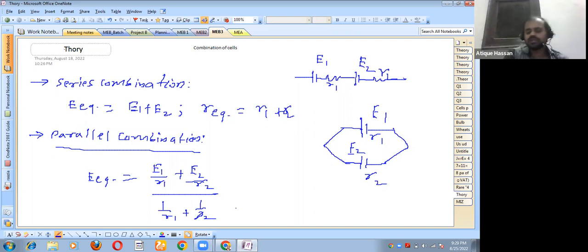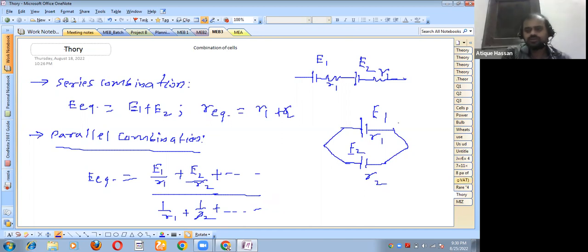For n number of cells, like if there are 3 cells, you can continue like E1 by R1 plus E2 by R2 plus E3 by R3, and so on for n cells. This is the simplest formula we can remember for parallel combination of cells. There are a number of formulas which are difficult to remember. This one I thought easiest to remember: E equivalent is E1 by R1 plus E2 by R2 divided by 1 by R1 plus 1 by R2.